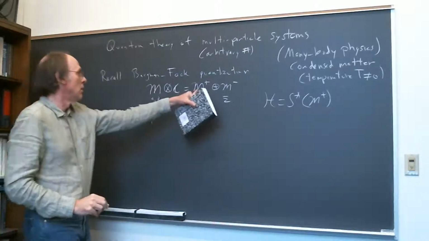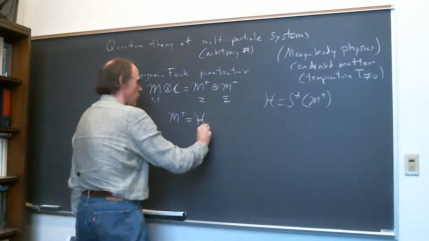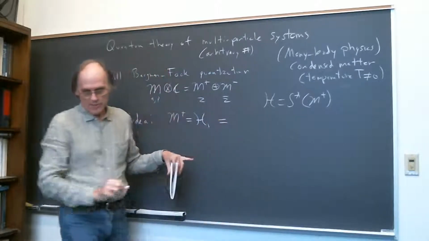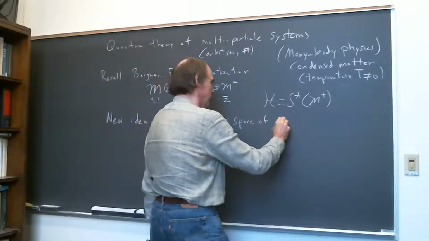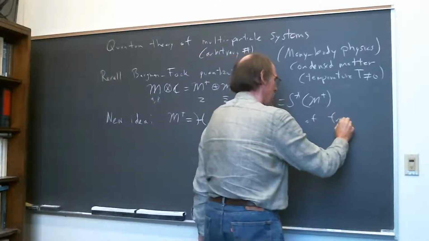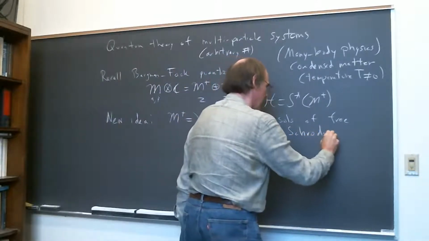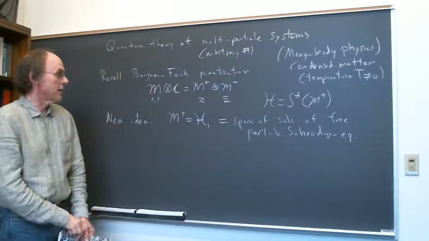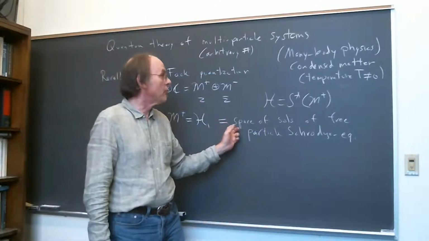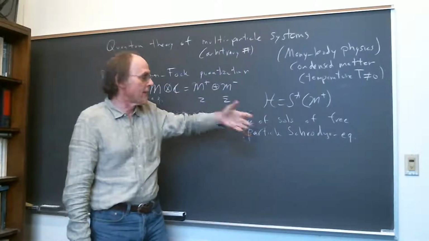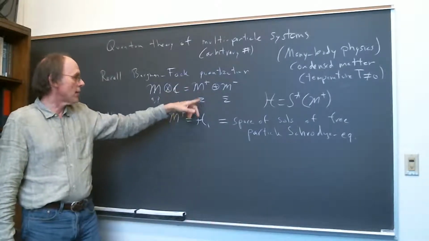is to take M plus to be what I'll call H1, which is the space of solutions of the three particle Schrödinger equation. Because our idea was that instead of describing quanta of a harmonic oscillator, we want to describe an arbitrary number of particles, but we want to think of each of those particles as a quantum of some system, and that system we get this way.